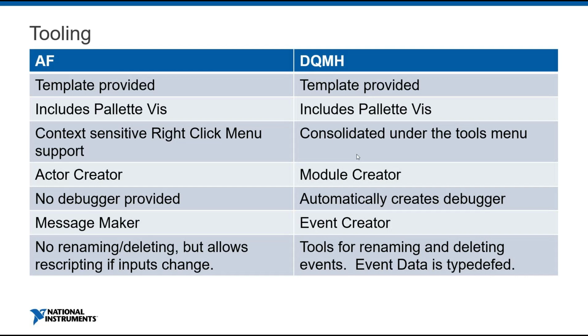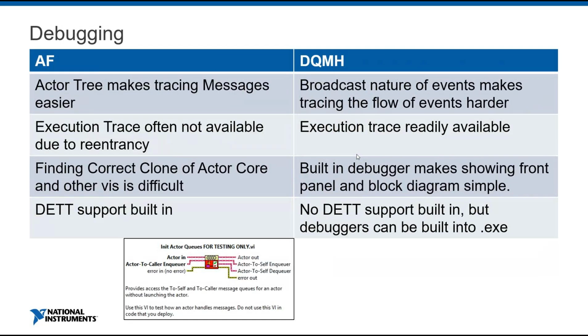Actor Framework does not automatically create this debugger. Again, Google AF Tester or send me an email, and I'll show you how to do that. DQMH automatically creates it. Right, we got the message maker, event creator, they're on par. Actor Framework, renaming, deleting stuff is difficult. Maybe that's changed. I haven't used the most recent version. But it does let you rescript some stuff if the inputs change. DQMH has lots of tools for naming and renaming events, and all your event data is typed, so adding new data is easy.